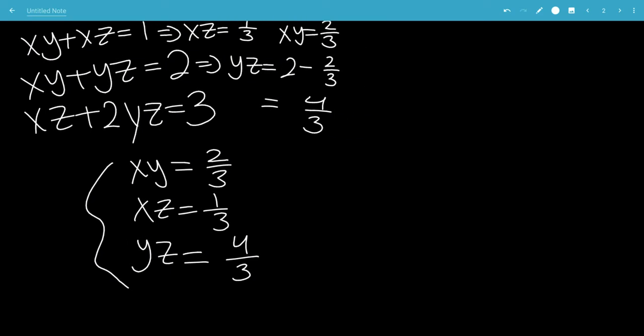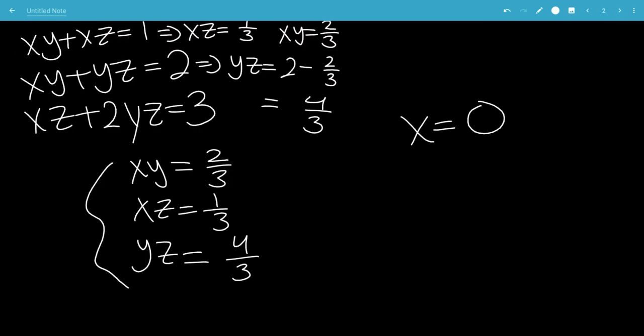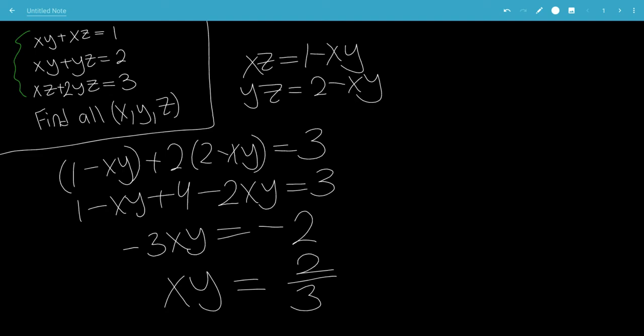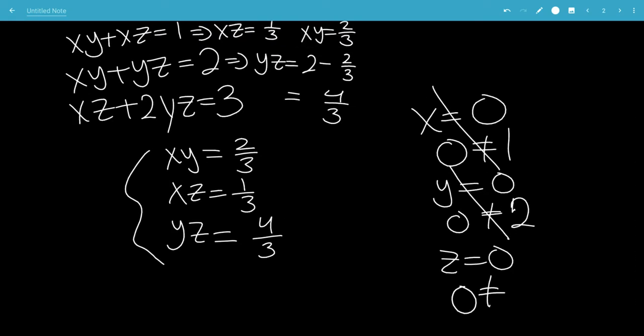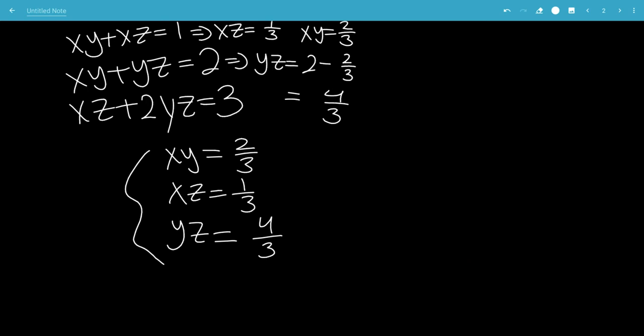So let's check if x equals 0 first. If x equals 0, for the original equation, we'll get 0 equals 1, so that doesn't work. Let's check if y equals 0. We get 0 equals 2, so that doesn't work, obviously. If we have z equals 0, we have that 0 equals 3. So none of these can actually be equal to 0, which is really good. We can divide by x, y, and z and not worry about dividing by 0.